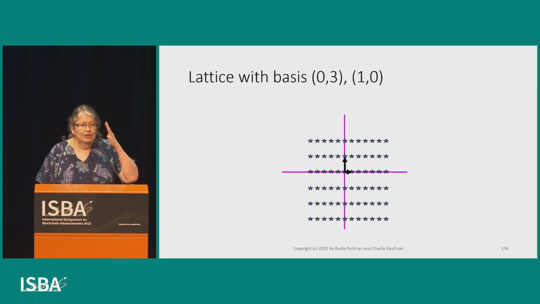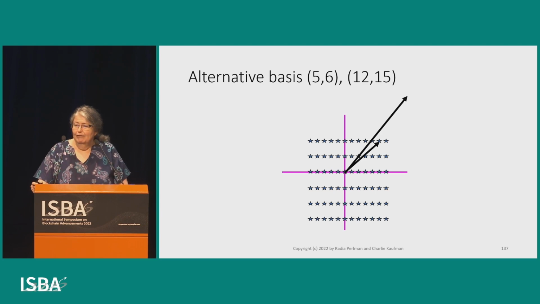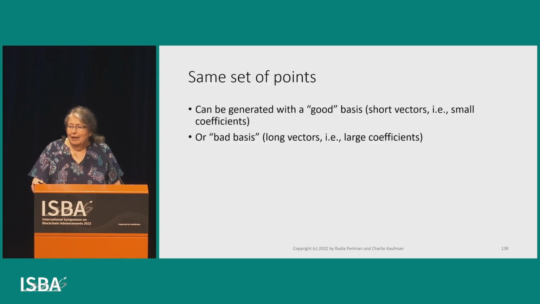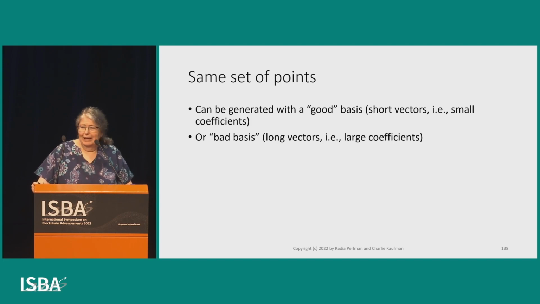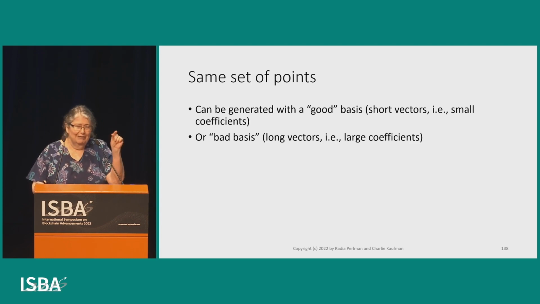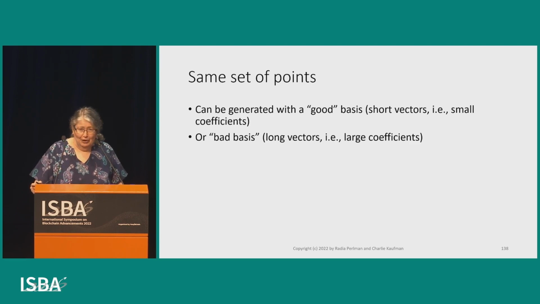Now, you could generate exactly the same set of points with lots of different bases. If you have the basis vectors 0, 3, and 1, 0, you'll get those points, but you'll get exactly the same points if you have 5, 6, and 12, 15, those two basis vectors. So the same set of points can be generated with what the mathematicians call a good basis, which is one where the basis vectors are small, or with a bad basis where the vectors are large.